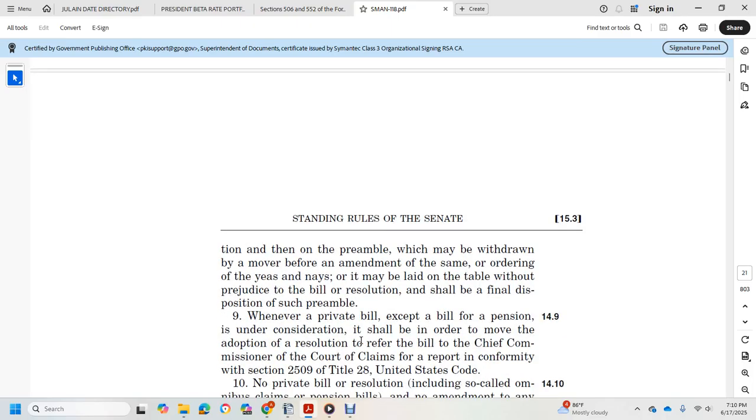Whenever a private bill, except a bill for a pension, is under consideration, it shall be in order to move the adoption of a resolution to refer the bill to the Chief Commissioner of the Court of Claims for a report in conformity with Section 2509, Title 28, United States Code.